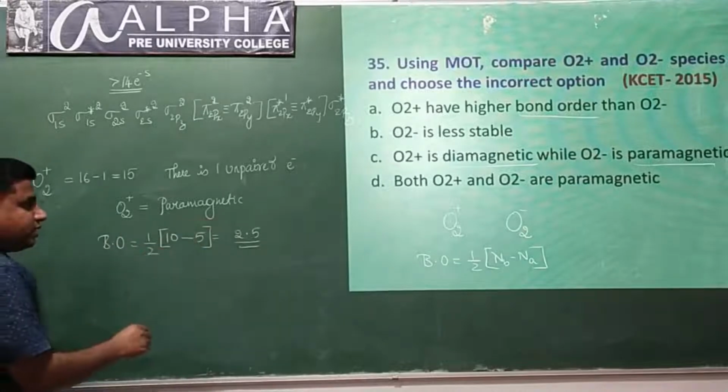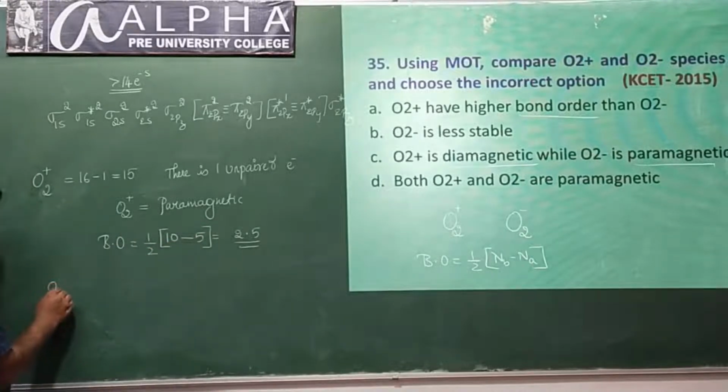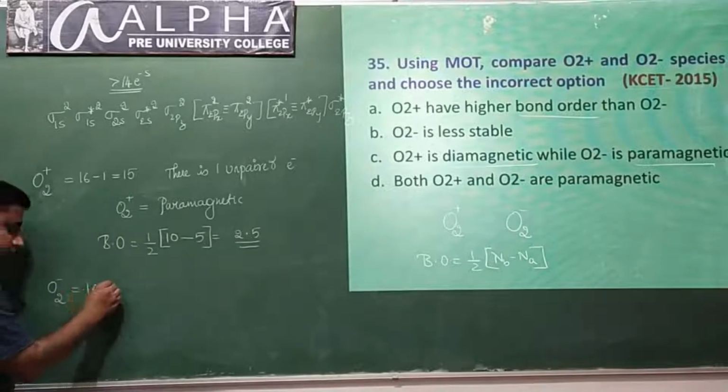On the same lines, let us take up the next species, O2 minus. Just check the number of electrons here: 8 plus 8 is 16, and 16 plus 1 is 17.